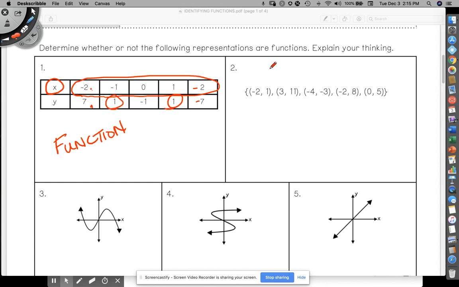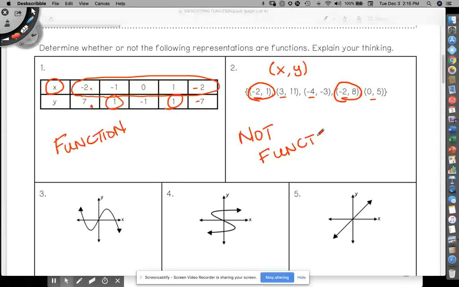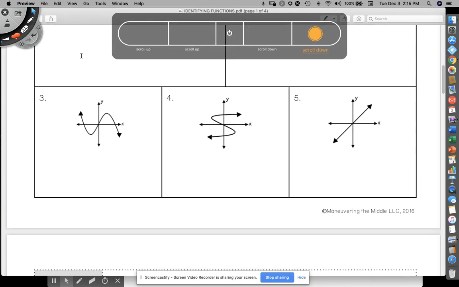All right, let's look here at number 2. We have some ordered pairs. Now, if you remember, it's always x, y. So again, your x's cannot repeat. So look at all your first digits in your ordered pairs to see if any of them repeat. Well, this one has a -2, and so does this one. Now, because they have 2 different y's, that's what makes it not a function. I cannot put in one value for x and then get 2 answers for y, 2 completely different answers for y. That doesn't work.